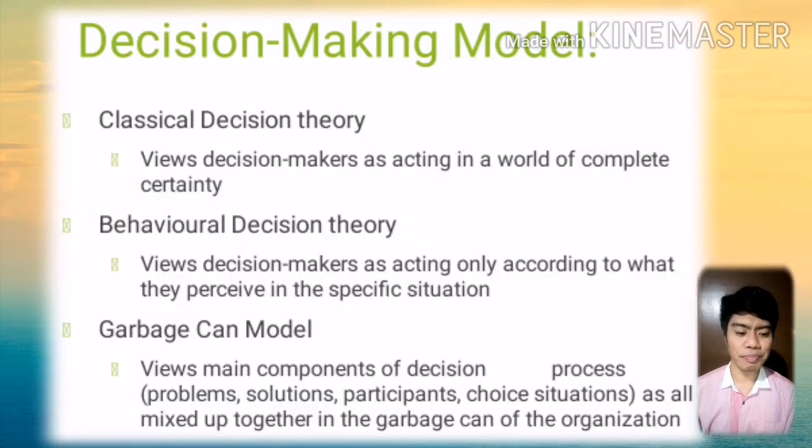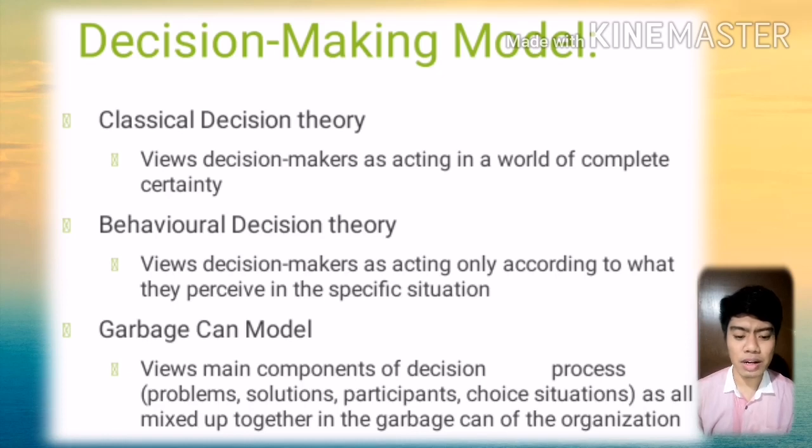In decision-making models, we have 3 types: the classical decision theory, the behavioral decision theory, and the garbage can theory. So let's find out what is classical decision theory. It views decision makers as acting in a world of complete certainty with a clearly defined problem, knowledge of all alternatives and their consequences, choosing optimum solution. Used as a model for ideal decision making, of limited usefulness but suitable for many decisions at the bottom of the firm.